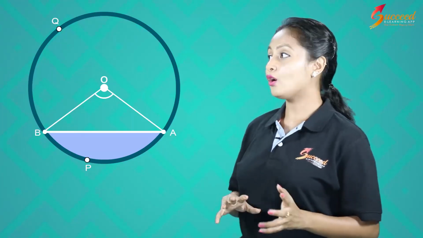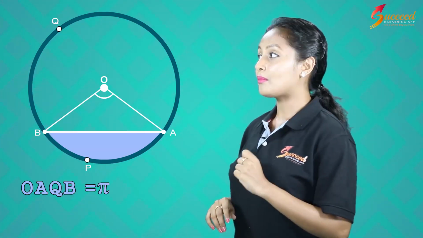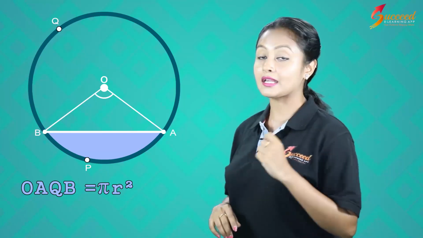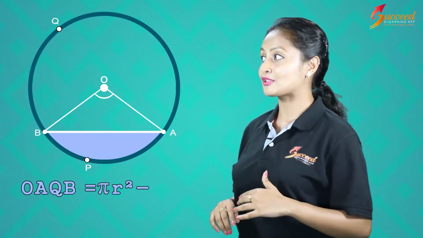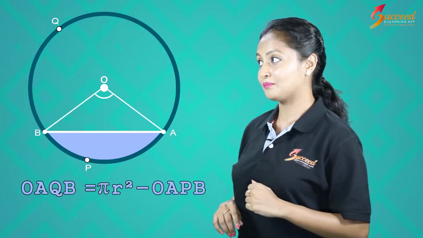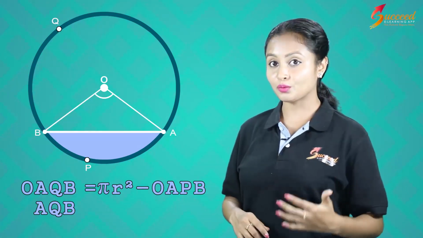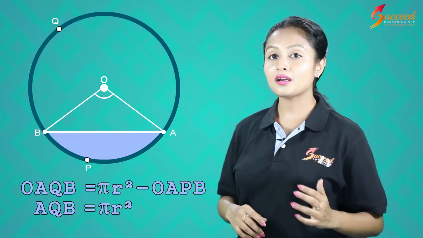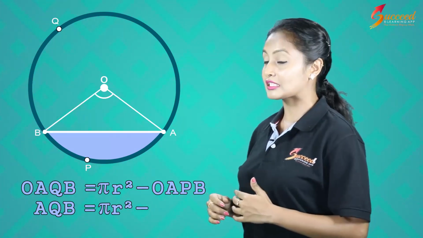This is the formula for calculating the segment area of APB. Now, area of the major sector OAQB is equal to pi r square, that is the area of the circle, minus area of the minor sector OAPB. Also, area of the major segment AQB is equal to pi r square minus area of minor segment APB.